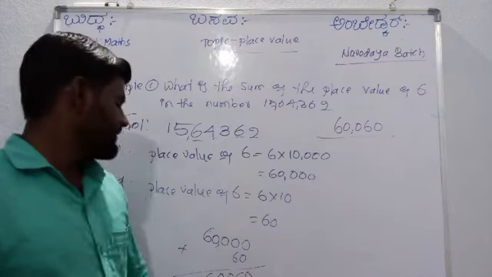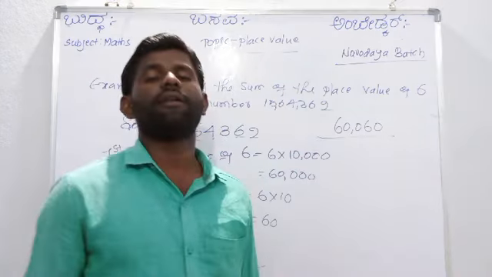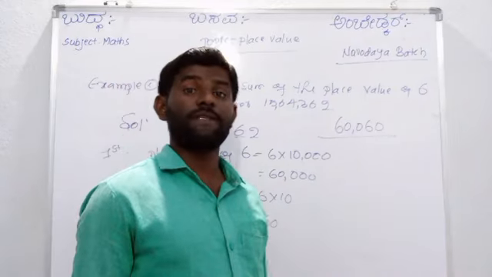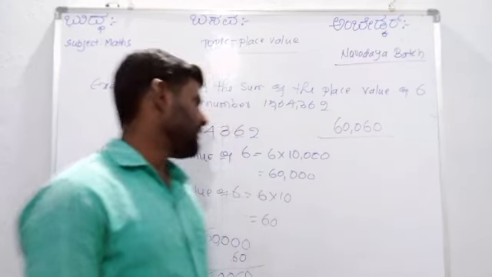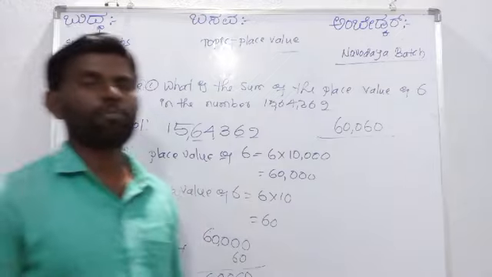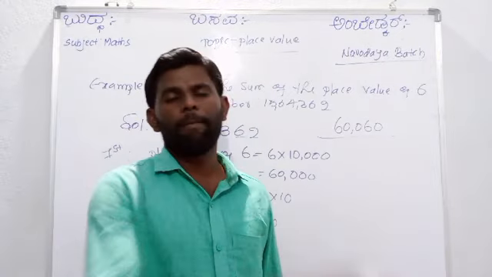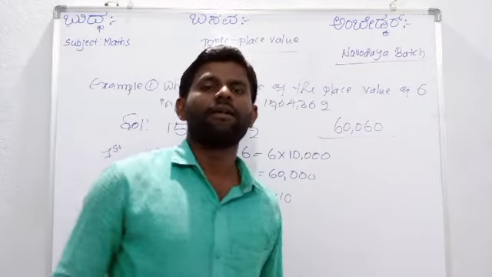60,060 is the sum of the place values of 6 in the given number. I think, dear students, you should understand. We have to practice like this by changing numbers, but the question type is the same. Thank you all.